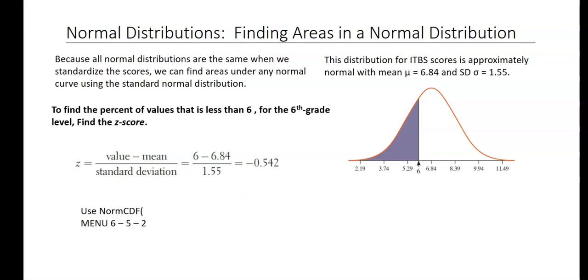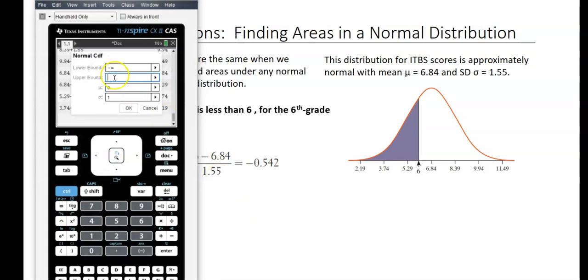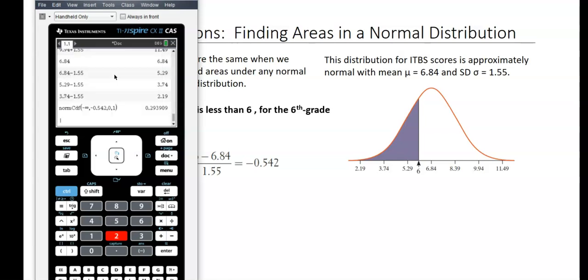So we can use that in our z-score equation. It looks like it's going from a lower bound, the interval is shaded there, from a lower bound of negative infinity all the way up to negative 0.542. I'm going to leave the default of mean of 0 and standard deviation of 1 because that's true for z-scores, and that's what we're using. And we get 0.293909. Perfect.